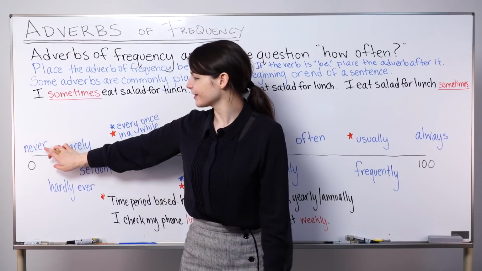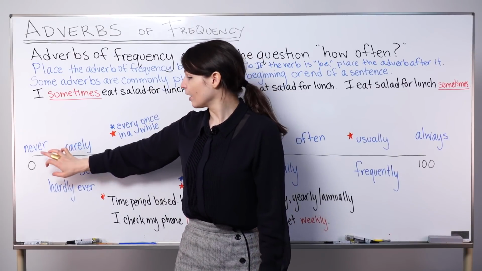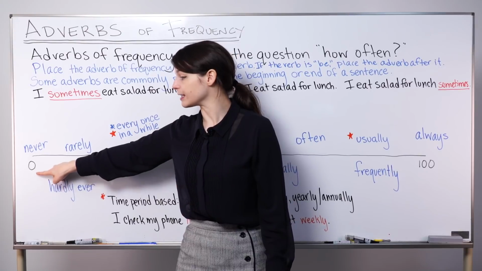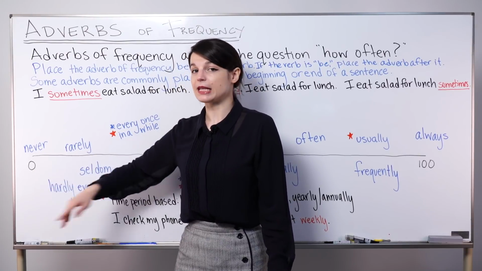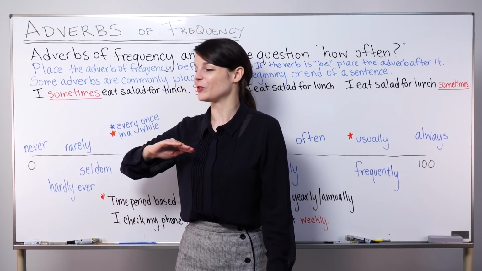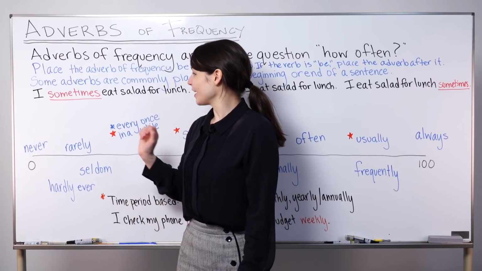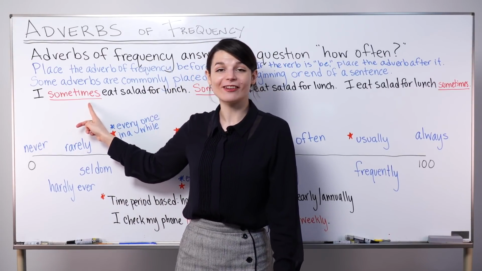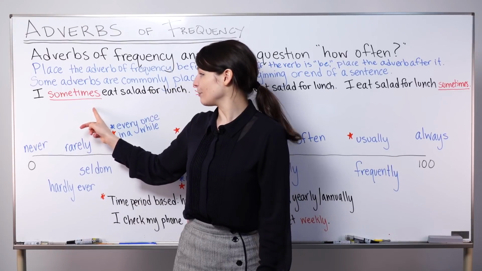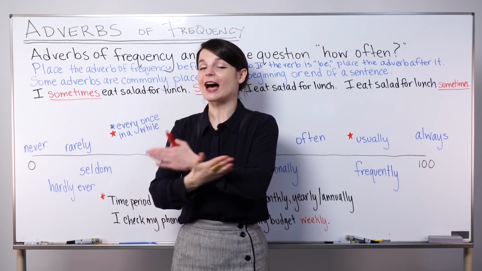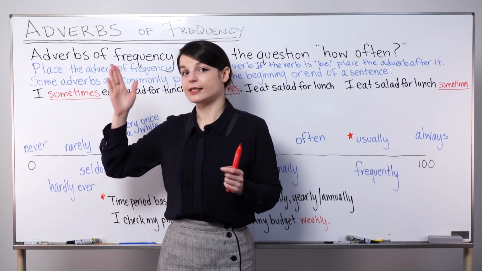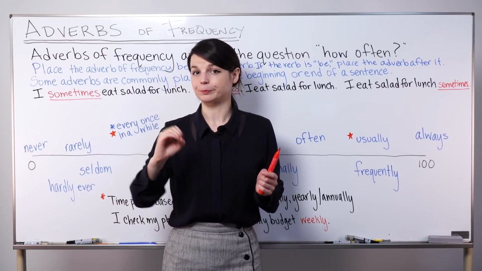The first word, let's start at this part of the scale. The first word here is never. So never is at the 0 point. This is for something that you never do. You do it 0 times. For example, in this sentence, I never eat salad for lunch. That means it's something that just does not happen in your life. So we use never for something that does not happen, 0.